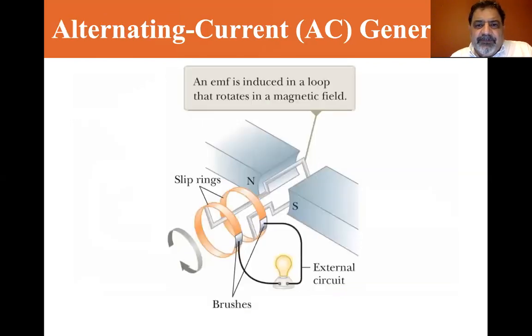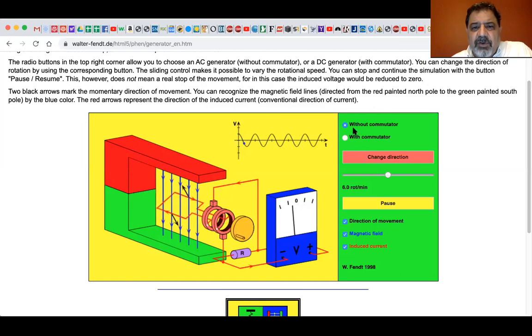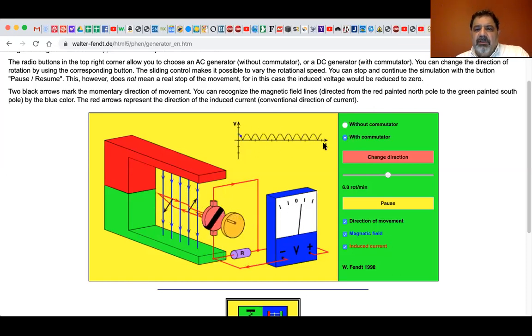Okay. Now, an alternating current, that's what we showed you at the beginning with the Walter Fendt. That's where there was no commutator. So it produces an alternating current, just a sinusoid. If you didn't see it, we can go back and look at the Walter Fendt, you go back to it without commutator, you'll see that the little waveform up here is sinusoid. With the commutator, it's all positive. So let's go back to the PowerPoint.